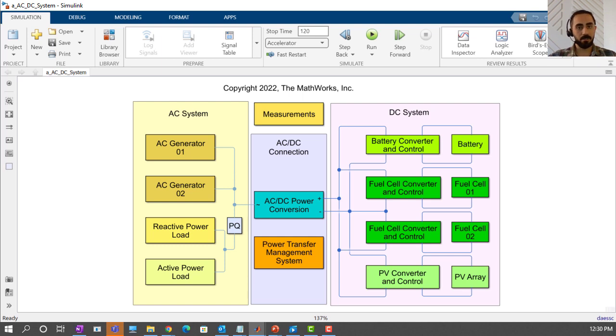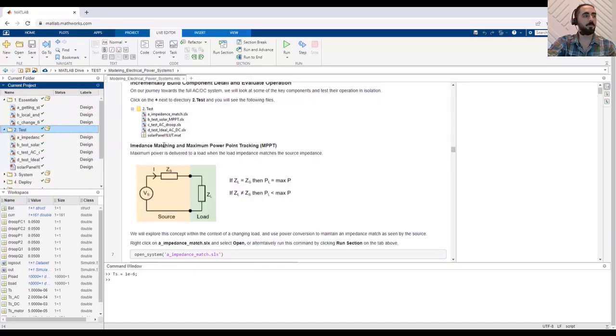The first thing we are going to do is look at some of the key components and how they operate. So we want to incrementally build component details and evaluate operation and satisfy ourselves that we are seeing exactly the behavior we expect for a given component. We are going to begin with impedance matching and maximum power point tracking, MPPT. That's going to influence our PV cell, PV arrays, solar panel.